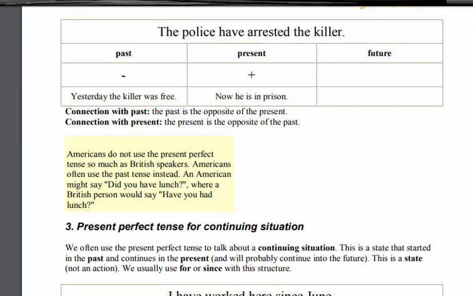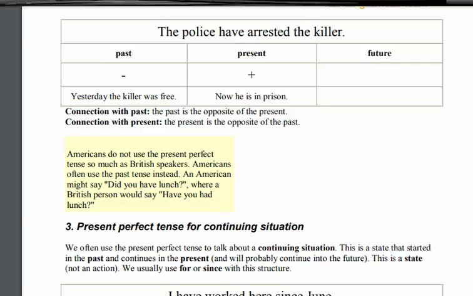You will understand. Note it down that Americans do not use the present perfect tense as much as British speakers. At the start of the lesson, I told you that there are difficulties with the accents of American and British speakers. But Americans do not use the present perfect tense as the British do. Americans often use the past tense instead. An American might say, did you have lunch? Where a British speaker would say, have you had lunch? So there is a difference between these accents. So native speakers also feel difficulty with those.